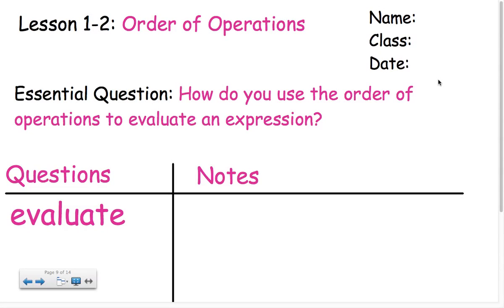Lesson 1-2, Order of Operations. This is the second day of the Order of Operations lesson. The essential question is, how do you use the order of operations to evaluate an expression? Our vocab word today is evaluate, which means to solve or to find the value.